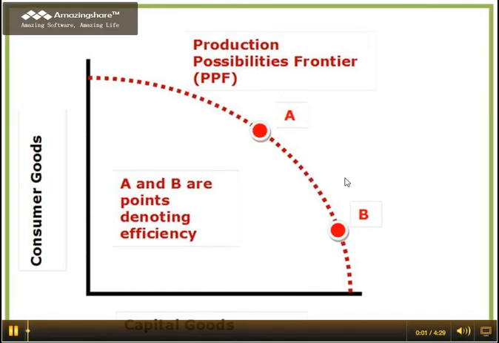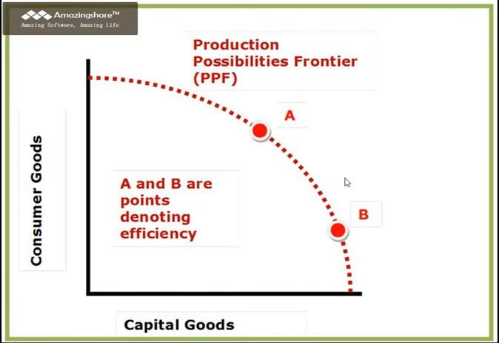The production possibility frontier or production possibility curve depicted here, it's the dotted curve line, with the y-axis being consumer goods and the x-axis being capital goods. What the PPF or PPC refers to is that any point along this curve or this frontier denotes efficiency. Again, there are a couple of different points noted, A and B, along the frontier curve itself.